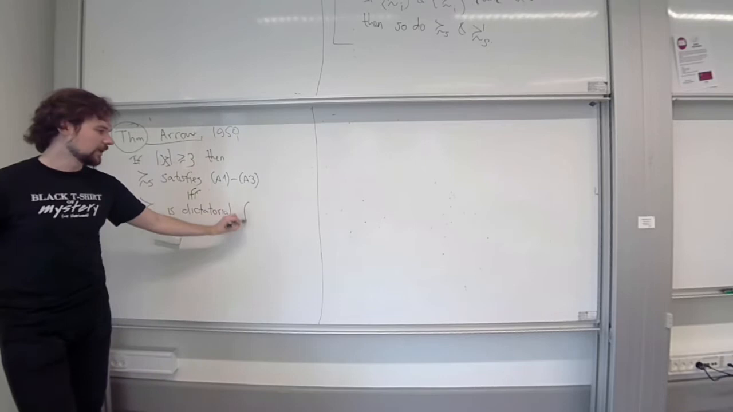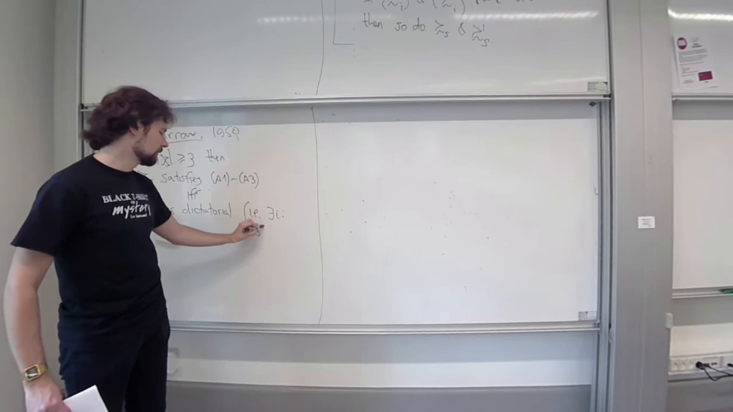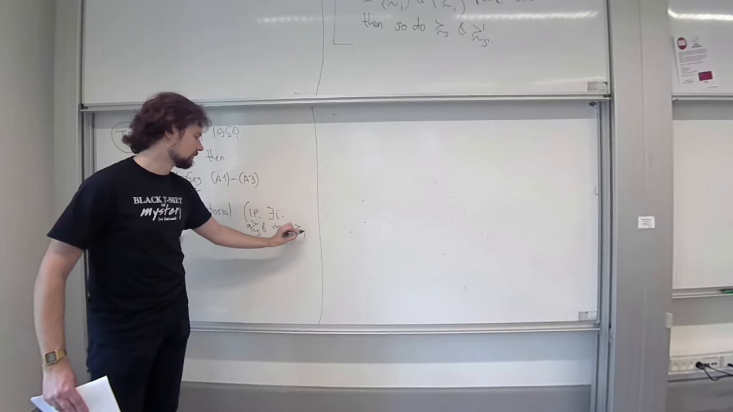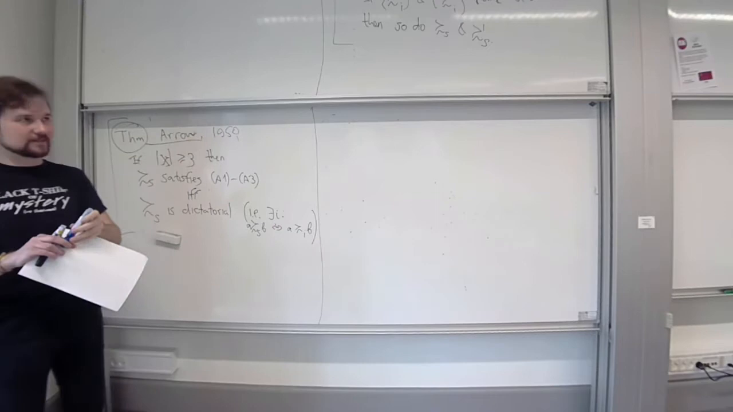Meaning there exists a player in our society such that A is socially preferred to B if and only if this person says so. A is preferred by i to B. And so this says that whatever we do, even if we try to satisfy axioms that are as weak seemingly as those, we cannot really do any better than assign a dictator in our society.